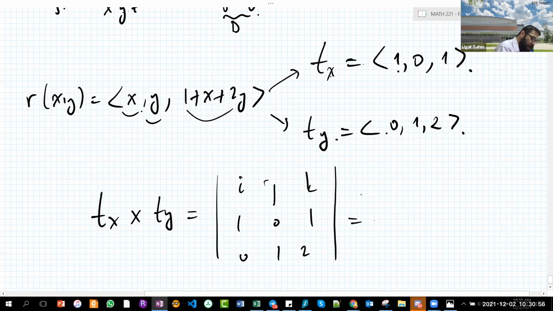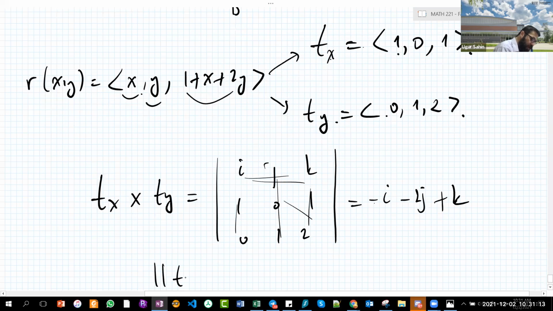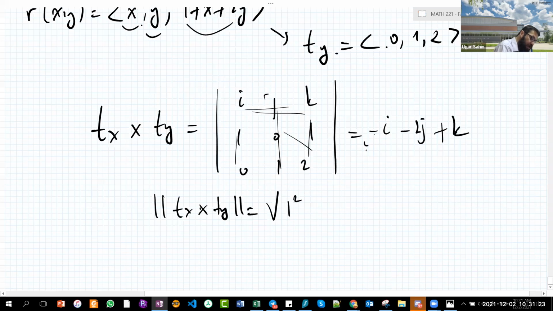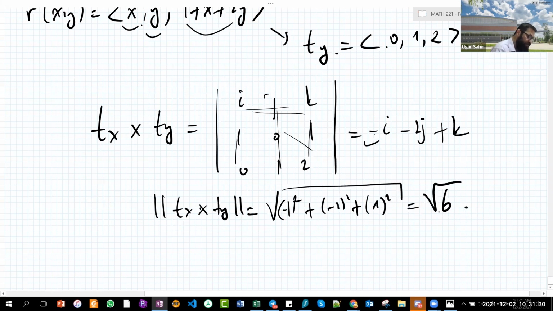If I do this for i, it is going to be negative i. And then negative j, 2 minus 1, which is going to be 2j. And then for the k, plus k. So the length of this vector is going to be, you need to use the length formula: 1 squared coming from here, negative 1 squared plus negative 2 squared, and then plus 1 squared, which is going to be equal to square root 6.